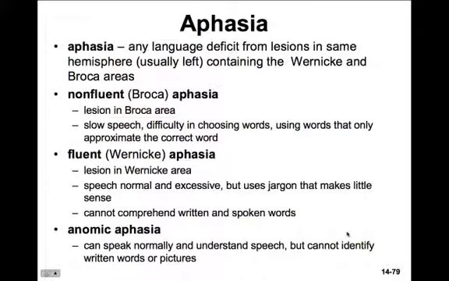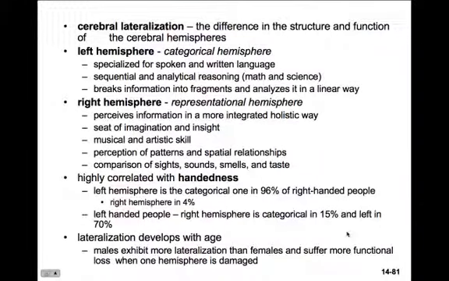In Wernicke's aphasia, or fluent aphasia, we've got a lesion in Wernicke's area, and so the speech is normal and excessive, but uses jargon that makes little sense. And individuals cannot comprehend written and spoken words. Anomic aphasia. In the condition of anomic aphasia, the individual can speak normally and understand speech, but cannot identify written words or pictures. Cerebral lateralization is the difference in structure and function of each of the cerebral hemispheres.